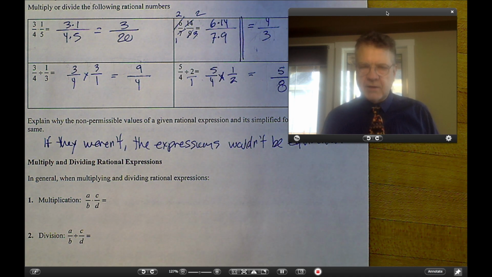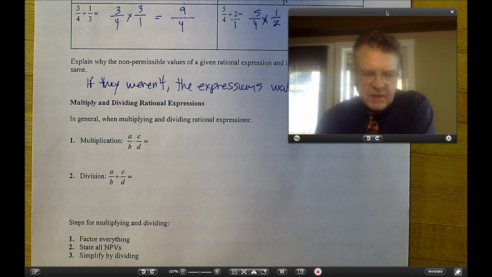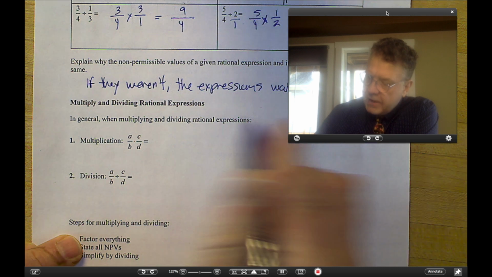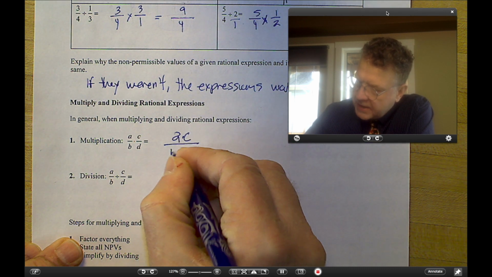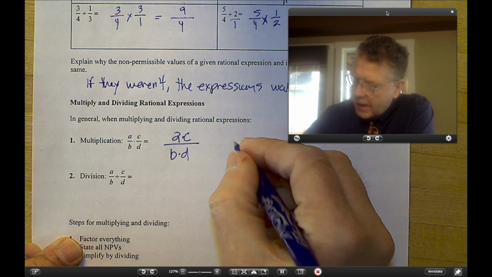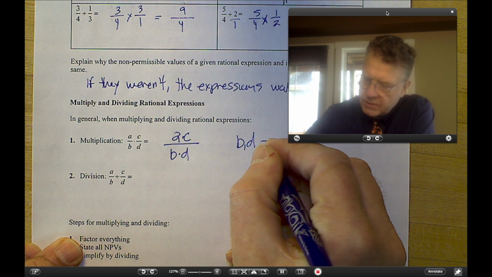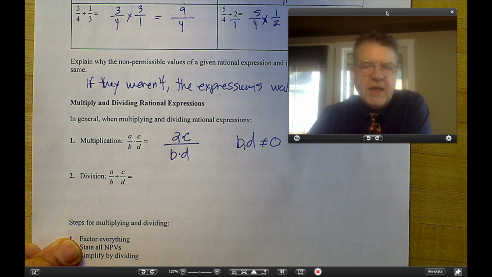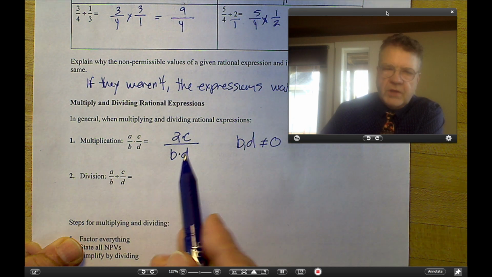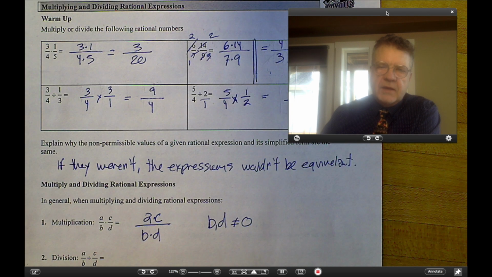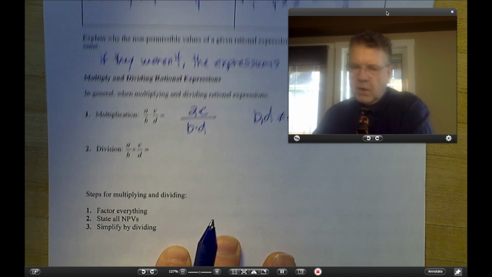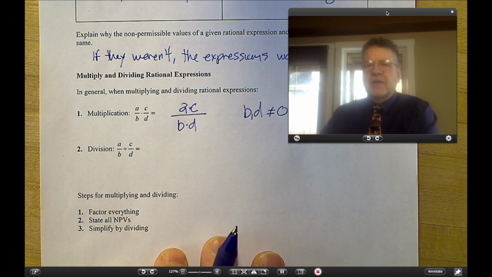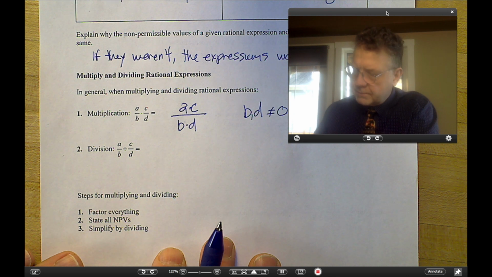So if you go step, step, step, step, okay, you have the non-permissible values apply to all different ways of expressing that expression. So, in general, when multiplying and dividing rational expressions, a over b times c over d equals a times c over b times d, where b and d may not equal 0. Okay, that's your non-permissible values. And the difference between this and what we did up here is simply that there were no variables in these first examples, and now we're all of a sudden using variables, which is the complication now for Math 20-1.